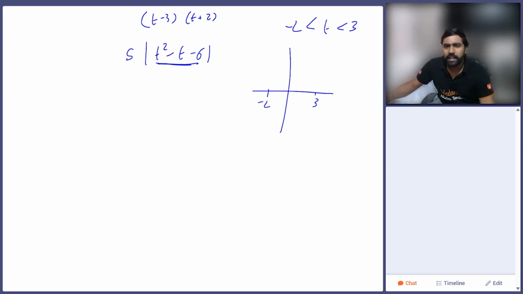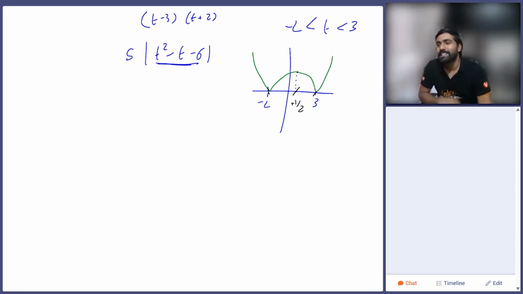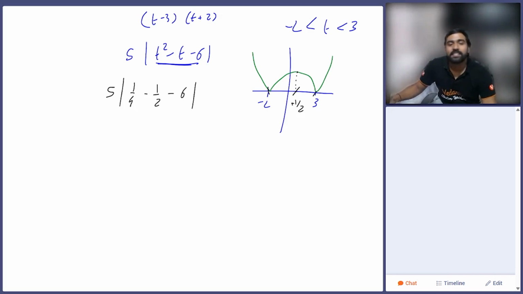So now can I directly say that the maximum value which arises between minus 2 and 3 will be at the midpoint, the vertex over here, which is nothing but at plus 1 by 2. Maximum value will arise at plus 1 by 2. So I'll get 5 times 1 by 4 minus 1 by 2 minus 6, which is equal to 1 minus 2 minus 24 multiplied by 5 divided by 4.